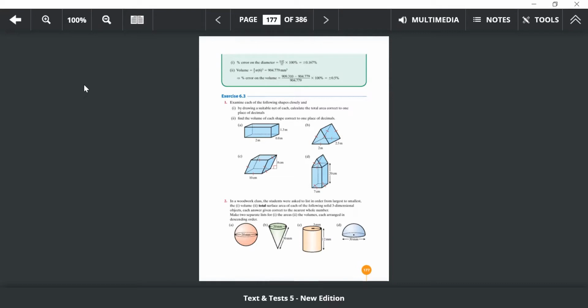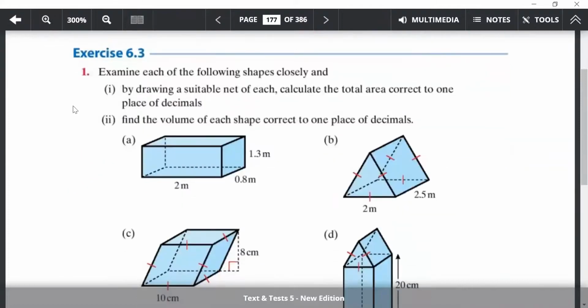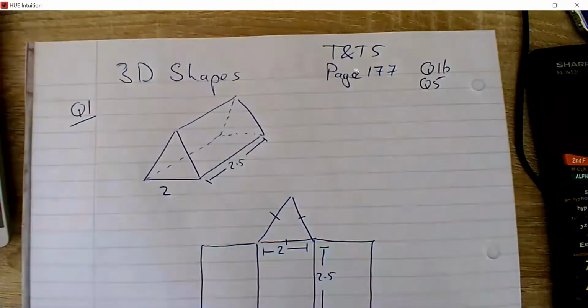If you have a look at question 1, part B, it says, examine each of the following shapes, and by drawing a suitable net of each, calculate the total area correct to one decimal. That's the surface area correct to one place of decimals. Find the volume of each shape correct to one place of decimals. So let's have a look at this one, part B. Right, so here's our shape.